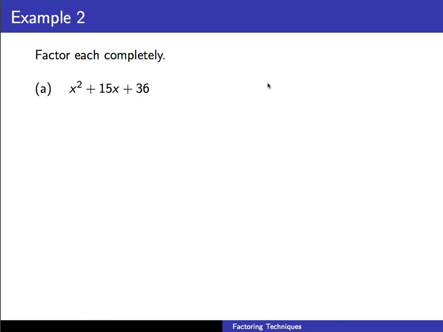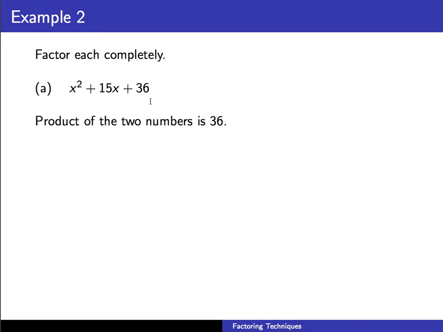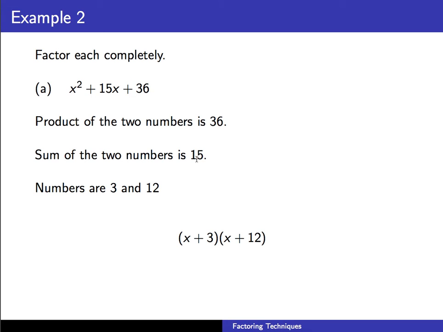So example 2, factor each of the following completely. We have x squared plus 15x plus 36. We want to find two numbers where if we multiply them we get 36, but if we add them we get 15. If we think about it for a little bit, the numbers we're going to get are 3 and 12. 3 times 12 is 36. 3 plus 12 is 15. And so because the numbers are positive 3 and positive 12, we can factor x squared plus 15x plus 36 as x plus 3 times x plus 12.